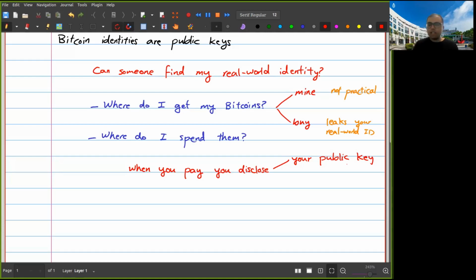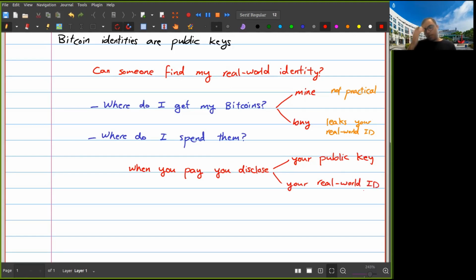Now, they can choose to wait for confirmations or not, that's their business, but in any case, they're going to see the transaction, and that transaction is going to contain your public key. But now the problem is, when you pay, you're actually also disclosing your real world identity, right? So again, ideally, this should not happen, but in practice, it happens.